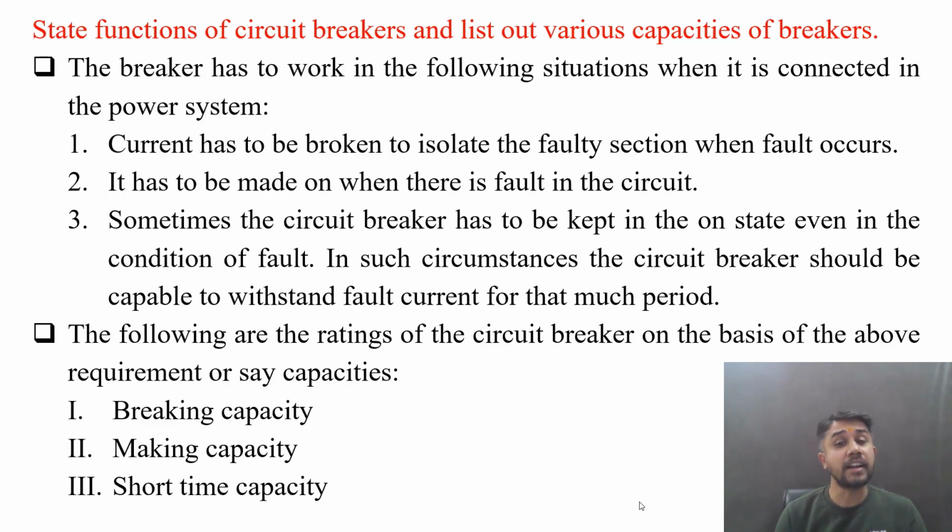Third, sometimes the circuit breaker has to be kept in the on state even in the condition of the fault. In such circumstances, the circuit breaker should be capable to withstand the fault current for that much period for which it is made on. The following are the ratings of the circuit breakers on the basis of the above requirements, or say capacities. First is breaking capacity, making capacity, short time capacity. So the breaking capacity, also termed as rated breaking capacity, making capacity can be known as the rated making capacity, like this. So these are several functions and capacities of the breaker.